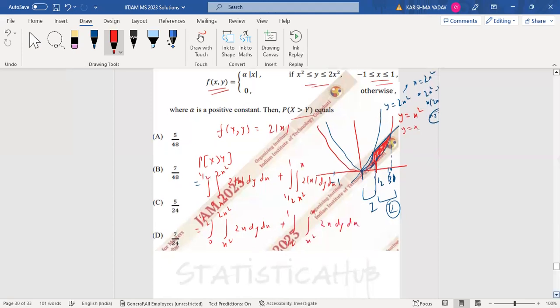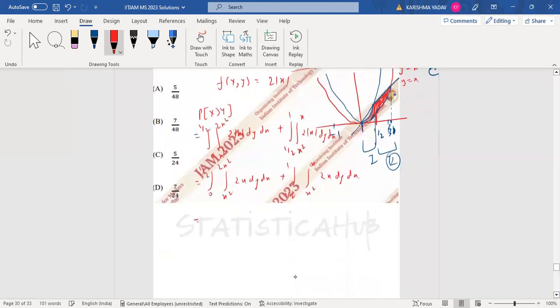Now let's just solve this integration. That is 0 to 1 by 2, 2x times (2x square minus x square, which is x square), that is 2x cube dx, plus the integral from 1 by 2 to 1 of 2x times (x minus x square) dx. Let's solve this. This is 2x power 4 by 4, from 0 to 1 by 2, plus the integral from 1 by 2 to 1 of 2x square minus 2x cube dx.